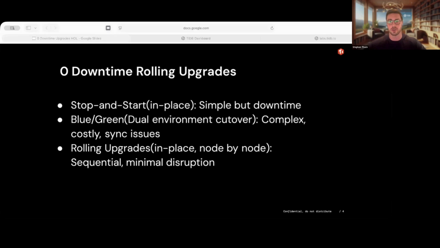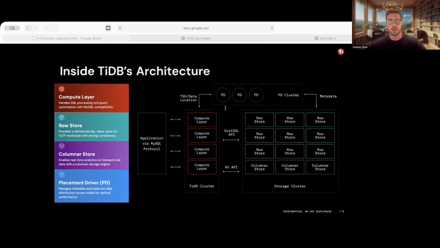This method requires a distributed database architecture that supports online node-by-node changes, and that's exactly what TiDB is built for. Now, let's quickly touch on TiDB's architecture and see how it makes rolling upgrades possible. For those of you who have not heard of TiDB, I'll quickly go over what it is and its architecture.